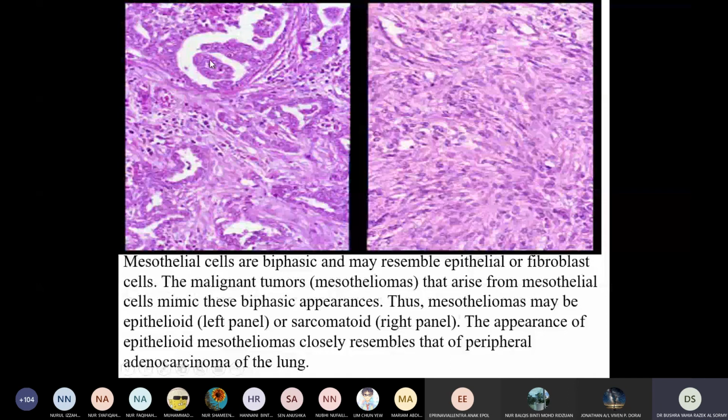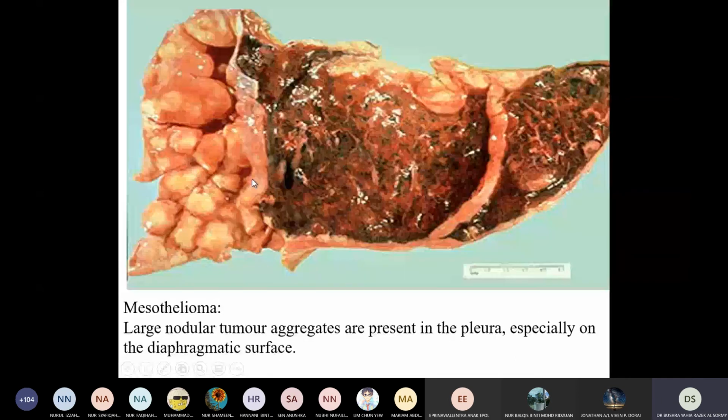This is a tumor of the pleura. Can you see? This is the pleura, and this is the tumor. This is the lung. And the tumor is covering the lung. But it is a rare tumor. I didn't see a lot in Malaysia.